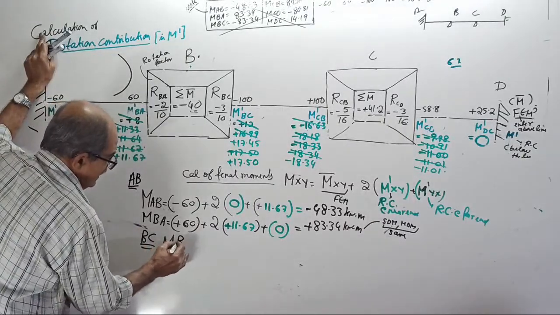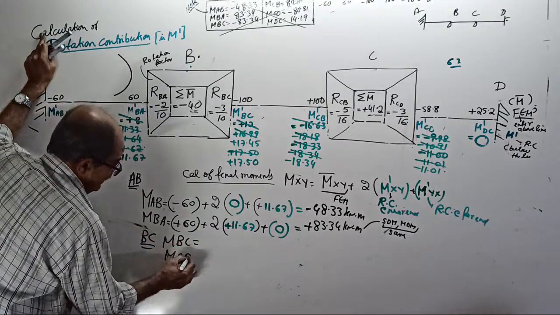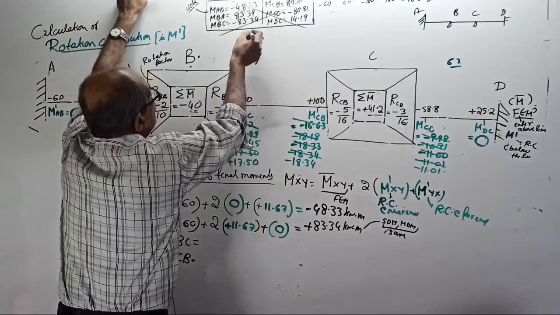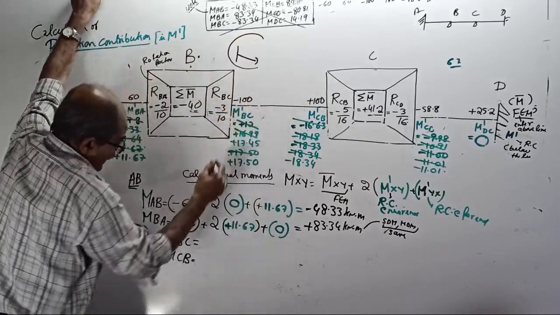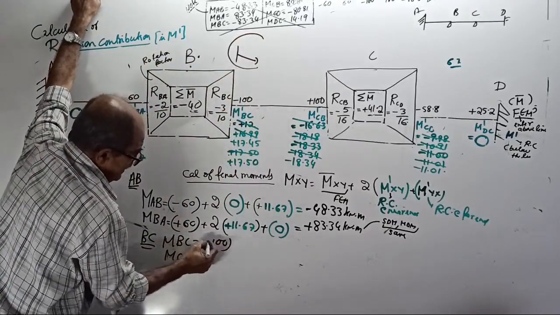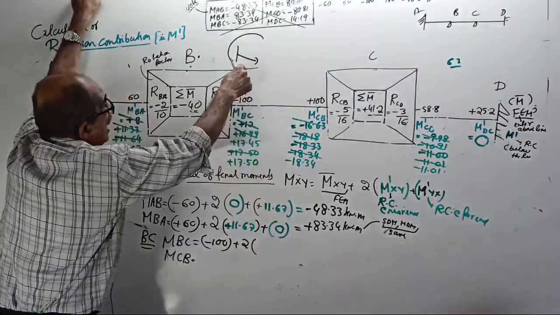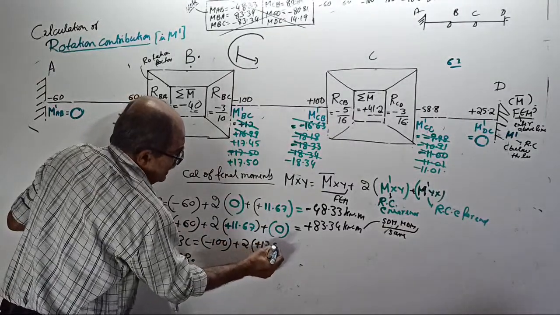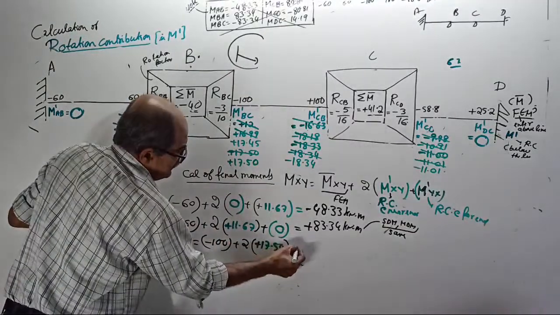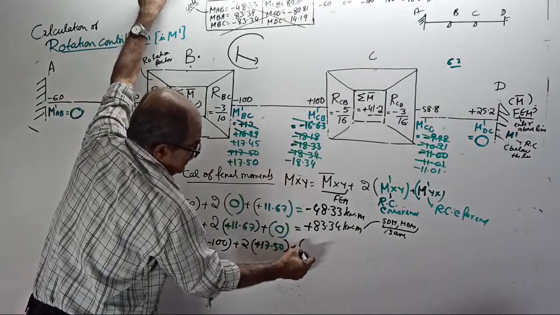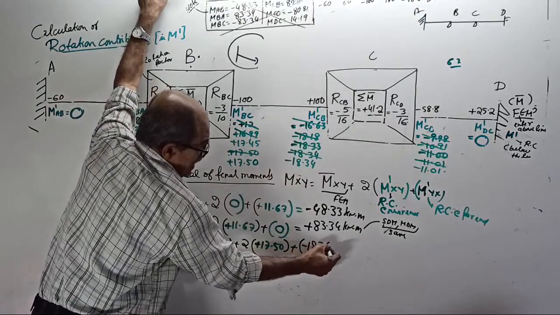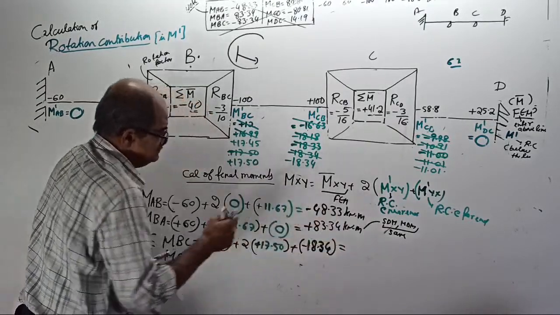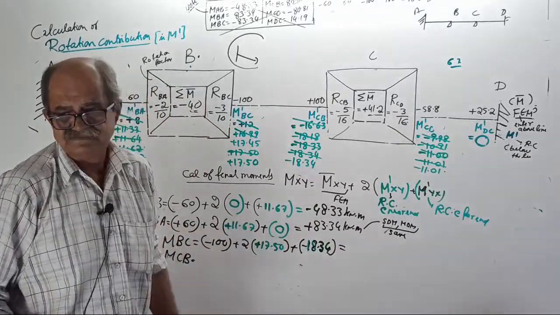What do you want? MBC and MCB. See now. This over. Now for BC member. First, this moment. Corresponding FPM minus 100 plus 2 times of rotation contribution there plus 17.50 plus far end contribution minus 18.34. Tell the answer. First answer.